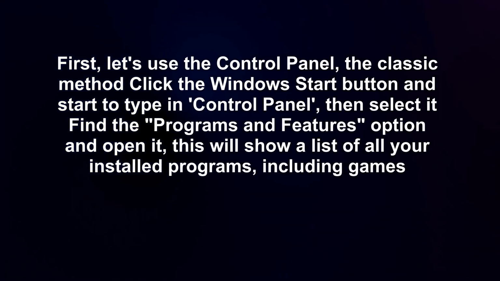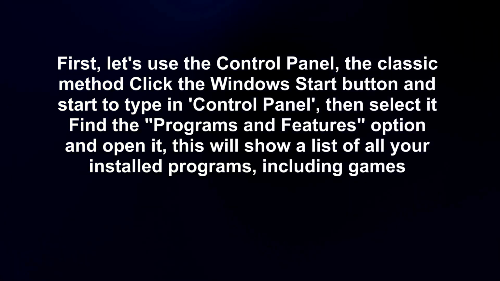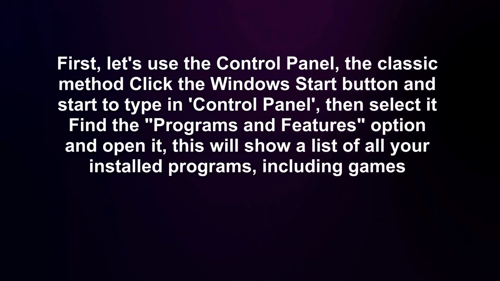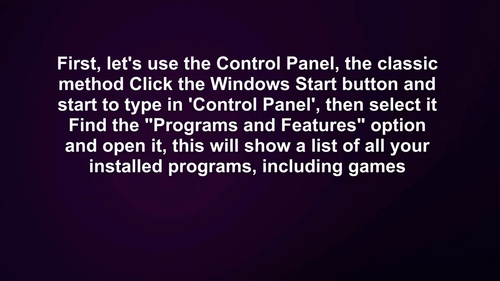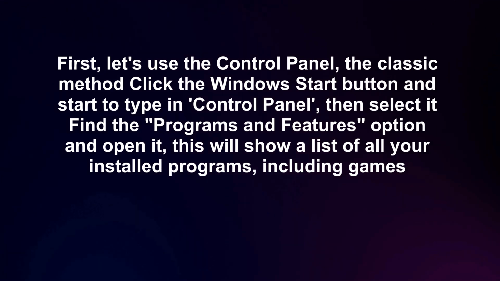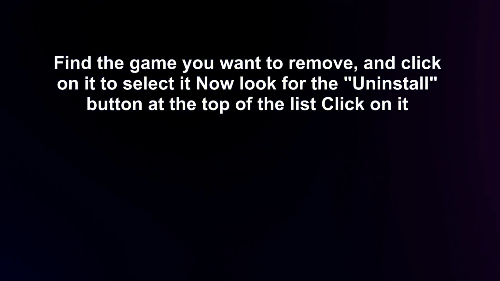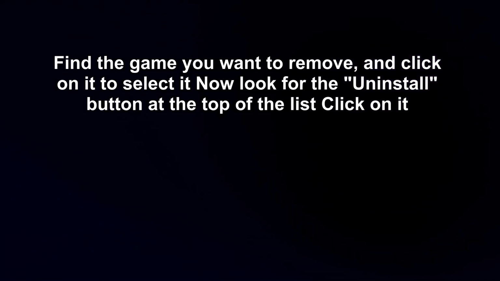The classic method: click the Windows Start button and start to type in Control Panel, then select it, find the Programs and Features option and open it. This will show a list of all your installed programs, including games. Find the game you want to remove and click on it to select it. Now look for the Uninstall button at the top of the list, click on it.